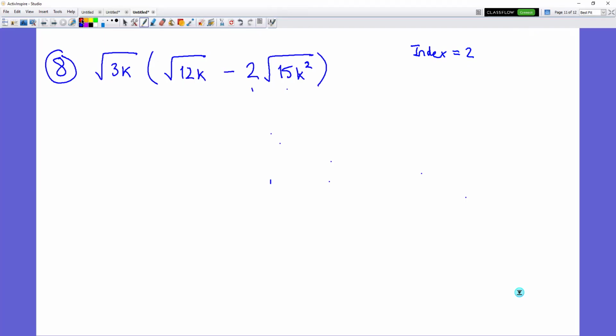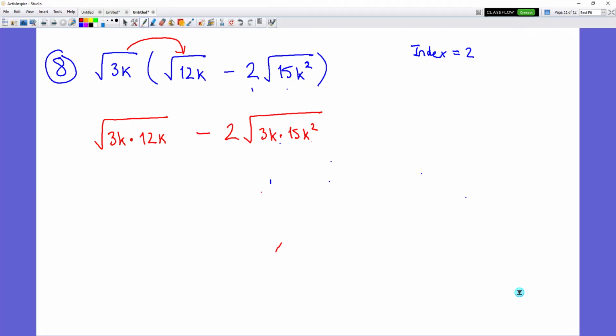So we're going to take the square root of 3k, multiply that to the square root of 12k. So basically it's going to look like this: the square root of 3k times 12k. All right, that takes care of that. Minus, and then we have a 2 here, but we don't have any number in front. So basically this will be minus 2. And then we're just going to multiply the insides, which is 3k times 15k squared. Okay. All right, so now we're ready to try to simplify this.